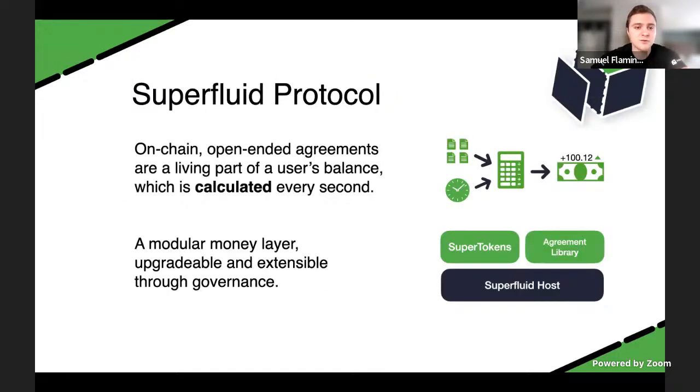So in terms of the overall protocol itself, like I said, these are on-chain open-ended agreements. And the way that we're achieving this behind the scenes is we're calculating the balance of each user every single second. So from a high level point of view, I'll get into the architecture a bit more with a few interesting aspects of the protocol. One of them is super tokens. The other is super agreements. And then the thing that holds it all together, like the brain of the protocol, is the Superfluid host contract, which does a lot of other interesting things for us.